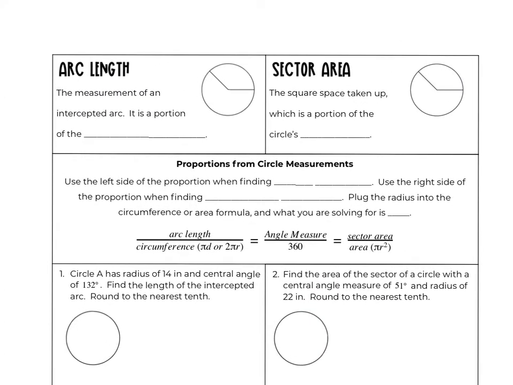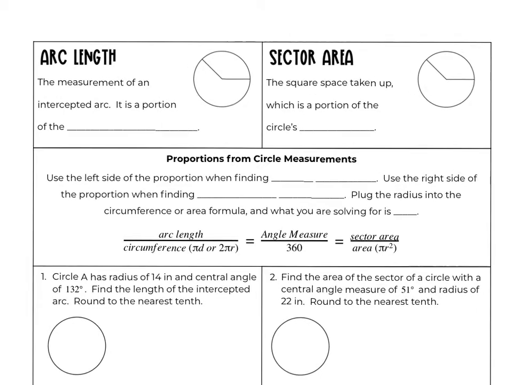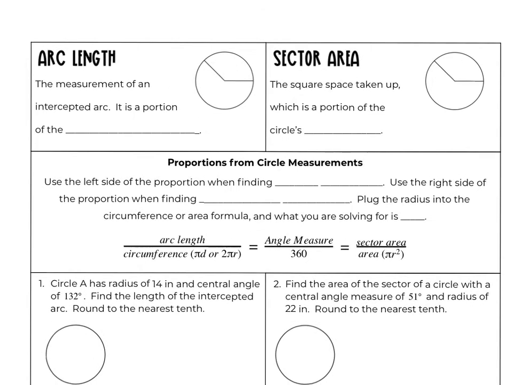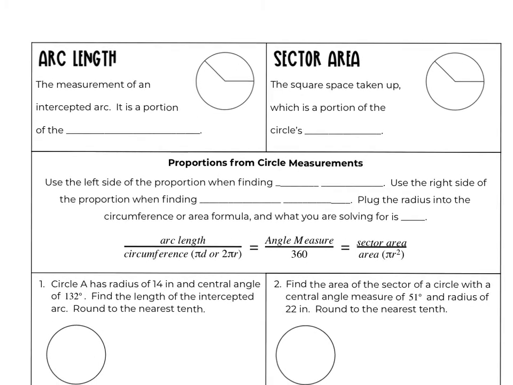All right, this next section is going to be a little new. I know the last page had some new stuff, but some you hopefully had seen before. So arc length is the measure of an intercepted arc. So intercepted arc means like where these 2 segments from the angle, it's going to be this portion of the outside of the circle. So that's the arc length there.